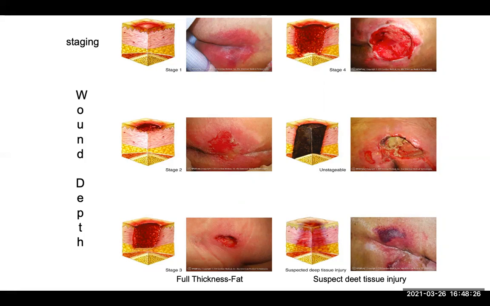A bruise will heal and go away. It has perfusion supplied to it still. If it's a deep tissue injury, that tissue does not have perfusion going to it, and it will continue to break down. And once it's broken down and opens up, then we'll see the depth of that injury. Usually it's a stage 4 injury, like it's showing in this picture here. The drawn out picture depicts the suspected level of injury with a deep tissue injury.